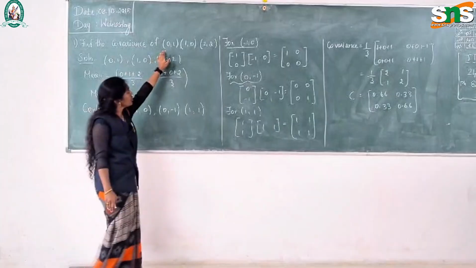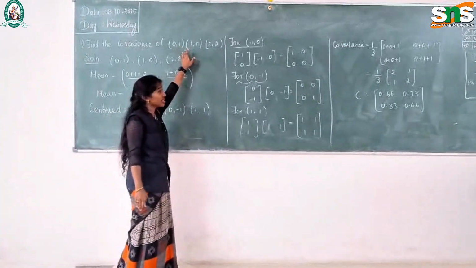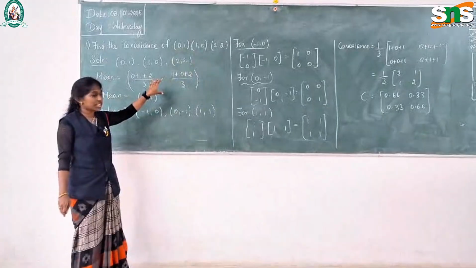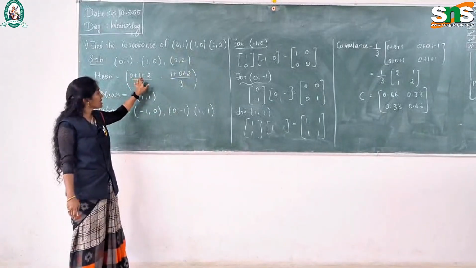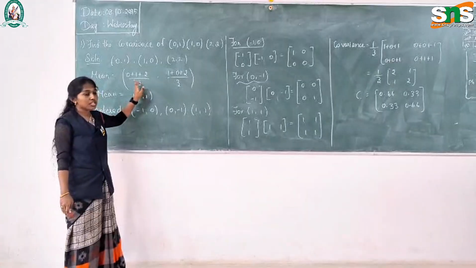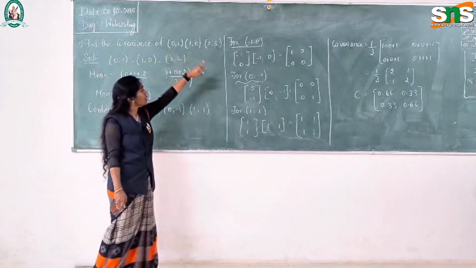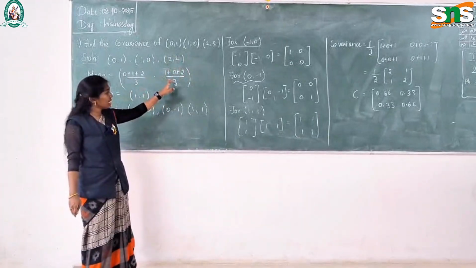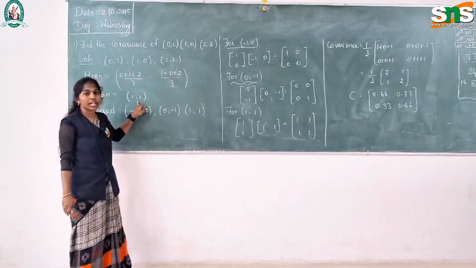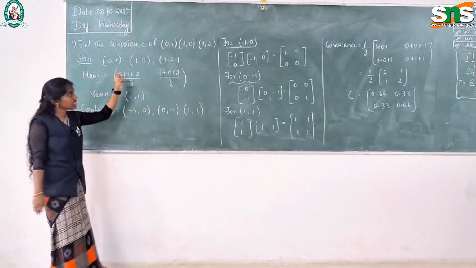First we are going to take the first terms in the data set. The first terms are 0, 1 and 2. We have to find the mean for these, so 0 plus 1 plus 2, and there are 3 data points, so we divide by 3. Again the next terms are 1, 0 and 2. We sum all the second terms and divide by 3. Simplifying this, I get 1, 1. So that is the mean for these 3 data sets.